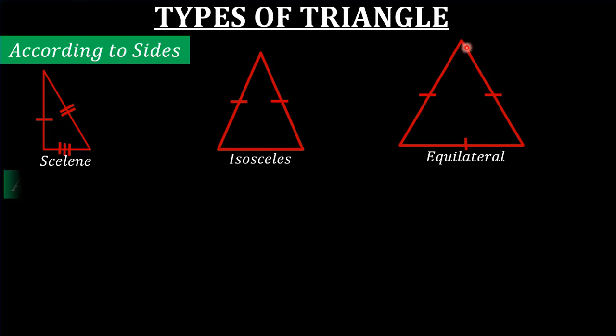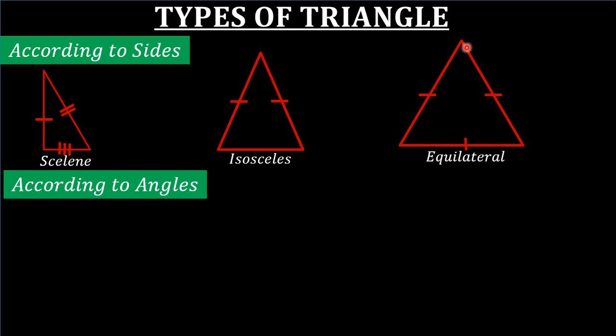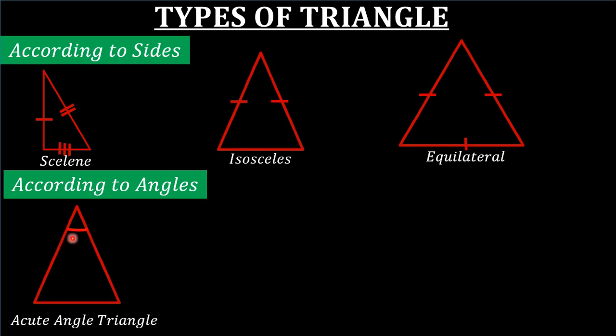Students, the three other types of triangles are given according to the angles. If you have a triangle in which all of its angles are less than 90 degrees, this one and this one, they are all less than 90 degrees, such a triangle is called an acute angle triangle.